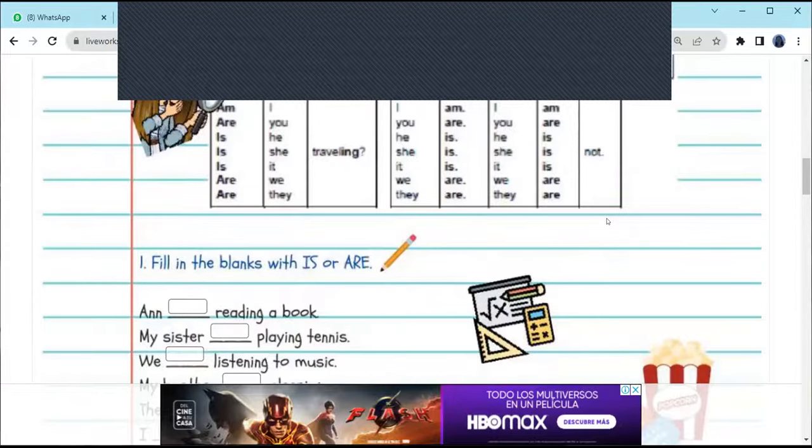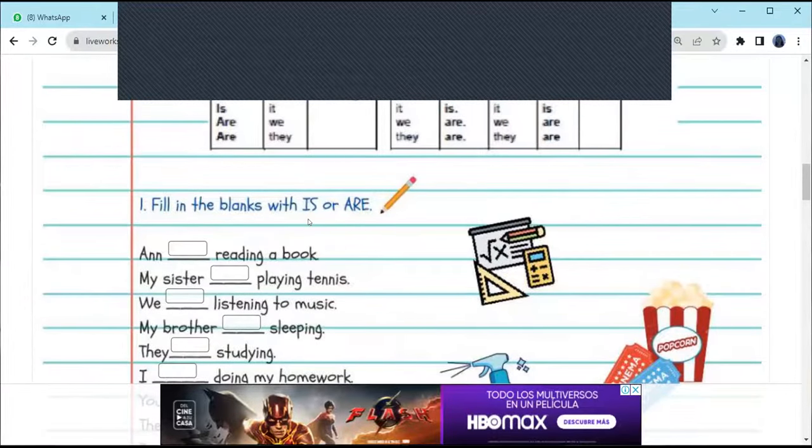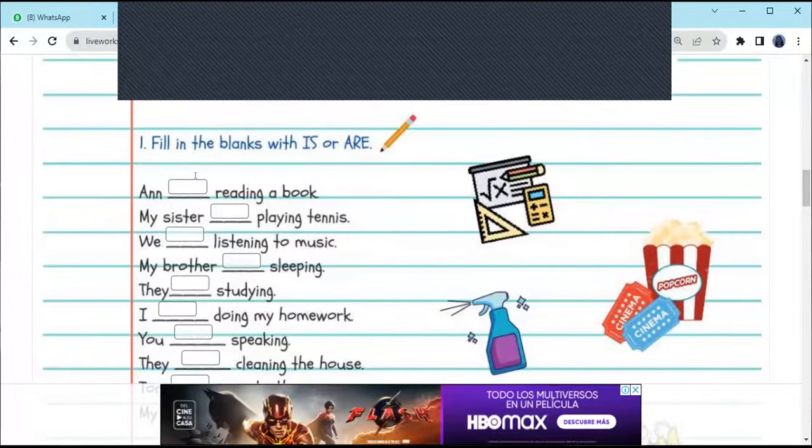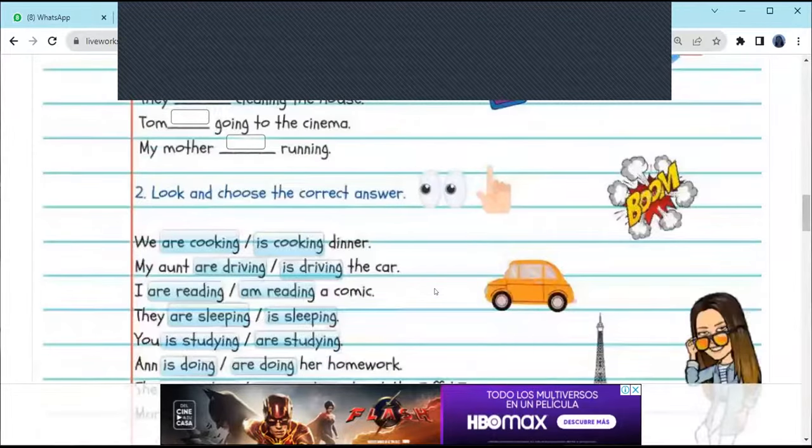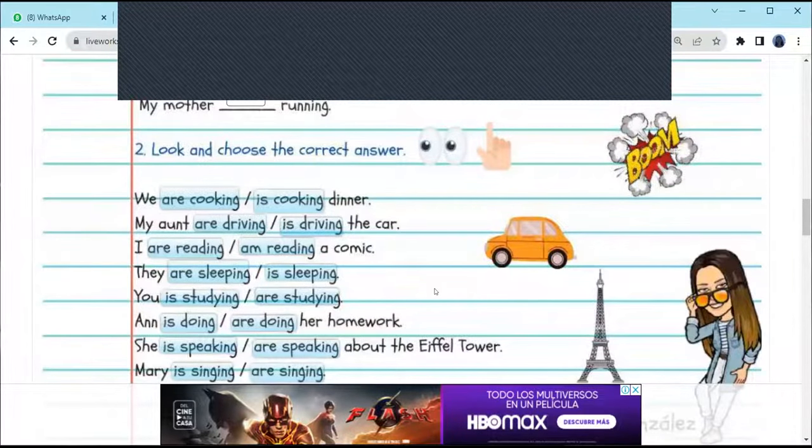Now here we are going to fill in the blanks with is or are. For example, am, is or are? Is. I am reading a book. My sister, is or are? Is. Very good. My sister is playing tennis. Now, number two. Look and choose the correct answer. We are cooking or we is cooking dinner? We are cooking dinner. Okay.